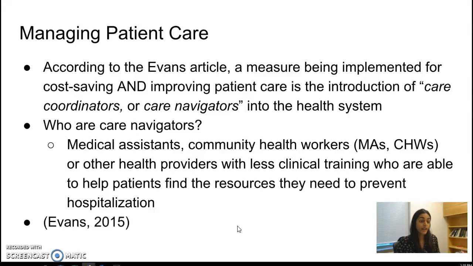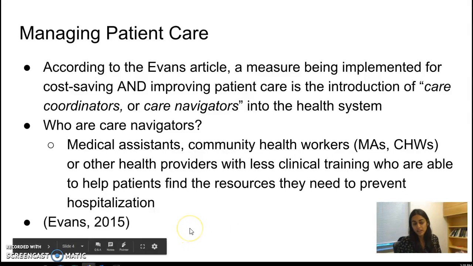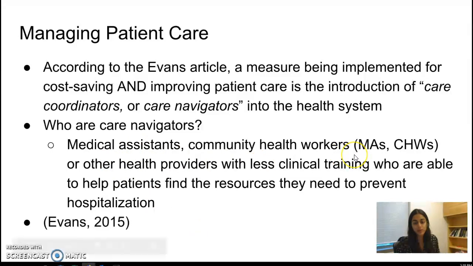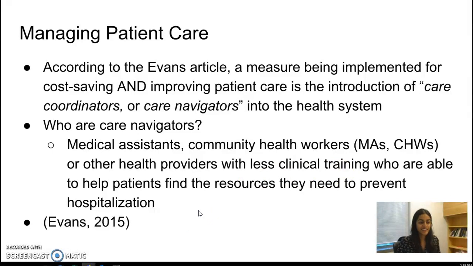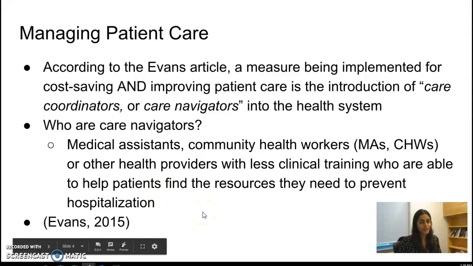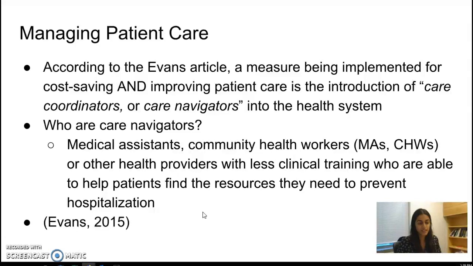And so who are care navigators? In the health system as we know it right now, often medical assistants, community health workers, other health providers with less clinical training are usually deployed as care navigators for patients. But they do also have other roles, so this is difficult sometimes because medical assistants have their regular role of intake and blood pressure and things like that, but then they're also asked to be care navigators.